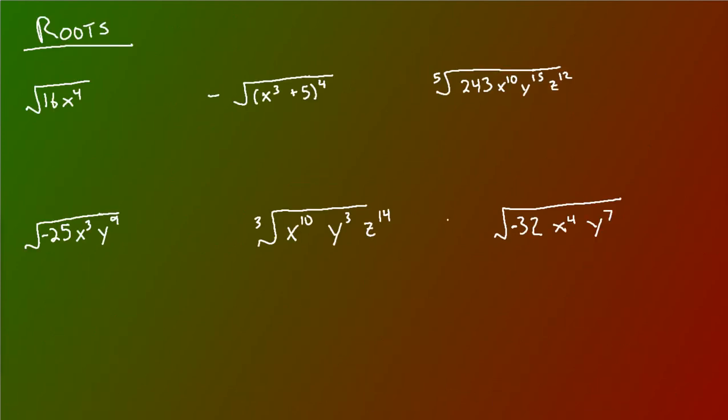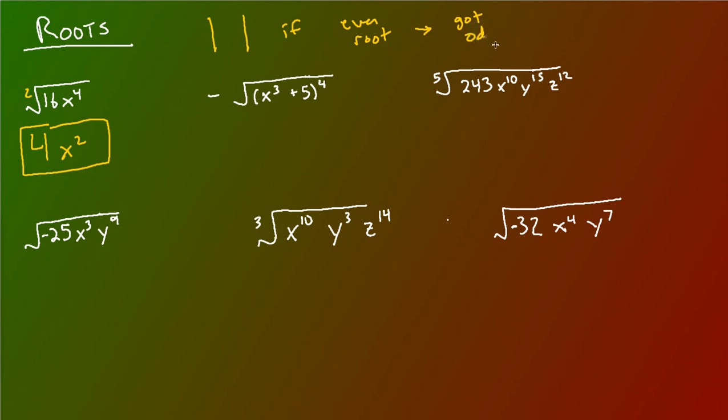Let's try a few more. So here we have a square root, and we have the square root of 16, so that's 4. And then the square root of x to the fourth is x squared, and I don't need to worry about absolute values because it's only if I have an even root but get an odd power that I need absolute values. So I need absolute value if I did an even root but got an odd power, because the odd powers could give me a negative, and I want only the principal roots. Now here I have a minus, which means I need the negative root.